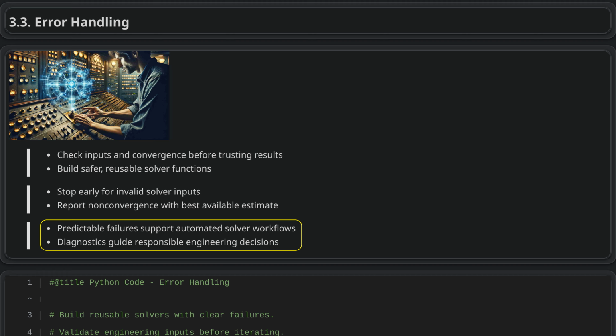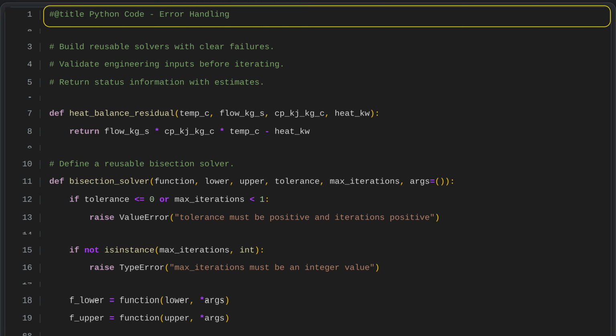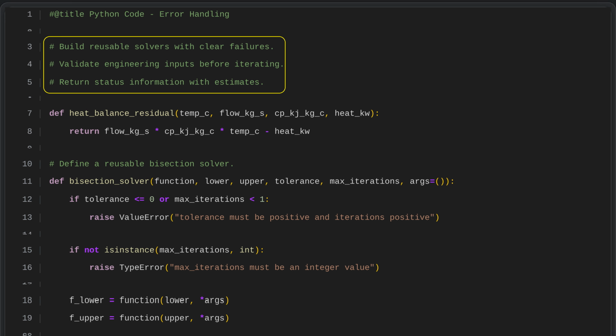When a solver detects impossible or unstable inputs, it can report the problem, record the failure, and prevent invalid results from being treated as valid solutions. This supports responsible numerical computing by keeping diagnostic information tied to the final interpretation of results. Python code, error handling. Build reusable solvers that validate engineering inputs before starting iteration, fail clearly when something is wrong, and return useful status information along with estimates.